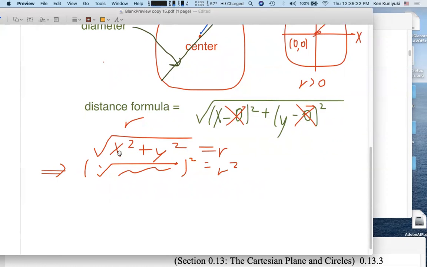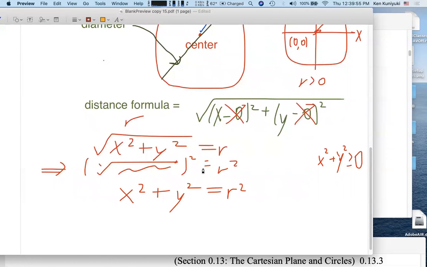But the thing is, x squared plus y squared is guaranteed to be non-negative if x and y are real. If x is real, x squared is never negative. If y is real, y squared is never negative, and their sum can never be negative. That's good to know. But anyway, the square of the square root of x squared plus y squared is going to leave plain old x squared plus y squared, the radicand, equals r squared.